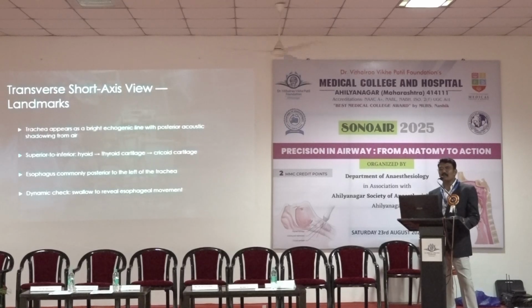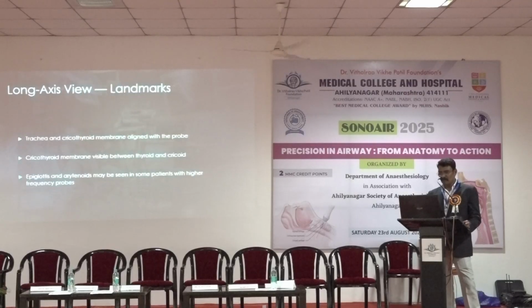If we slide the probe a little bit caudally, from the thyroid cartilage to the downward side, we can easily see the thyroid cartilage, then the cricoid cartilage and tracheal rings. Then if we place the probe in the long axis, we can identify the structures as I told right now.